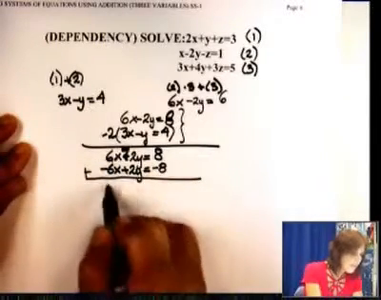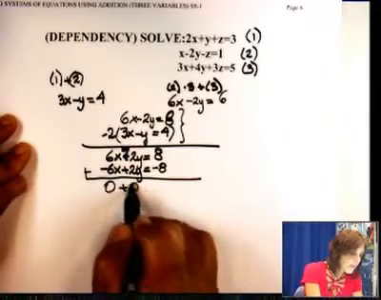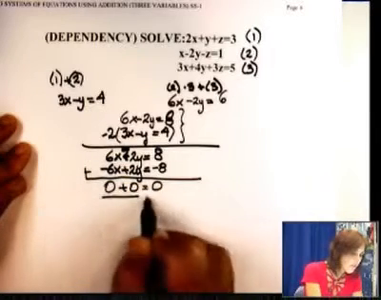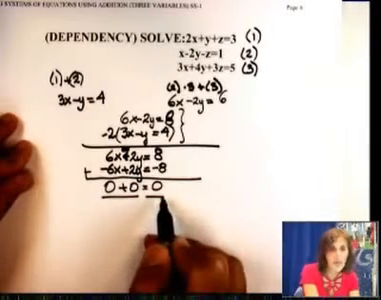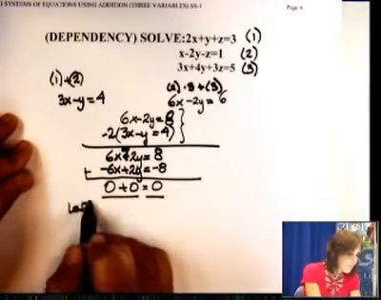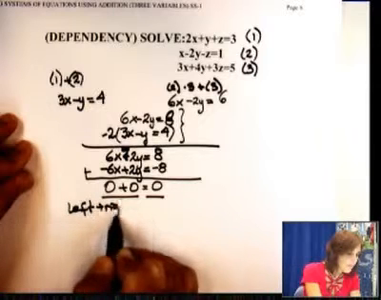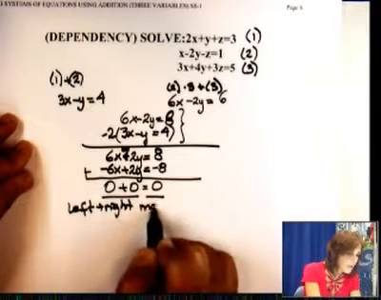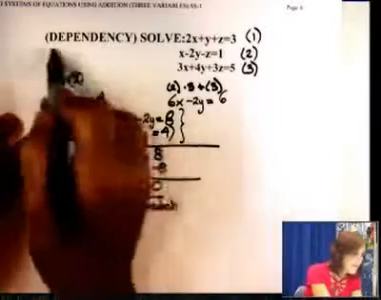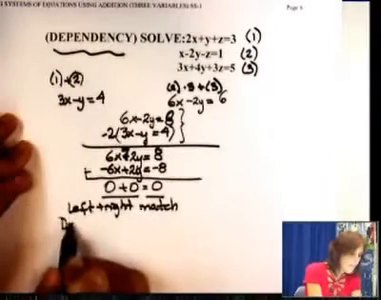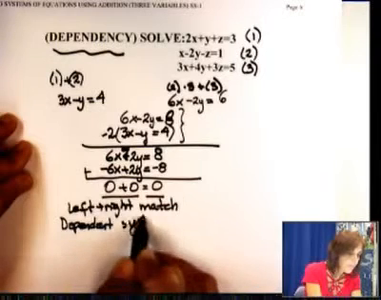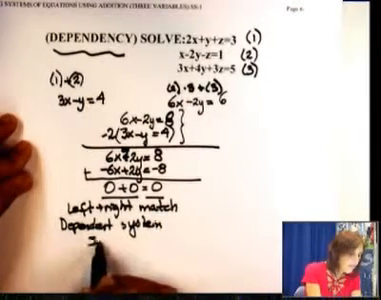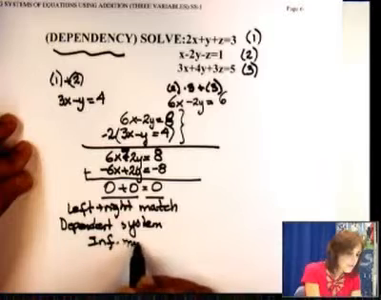Okay, so when you add, this is going to get 0, and 0 equals 0. So you have 0 equals 0 in this case. What does that mean? Left and right match. So that means I have a dependent system. That means I have infinitely many solutions.